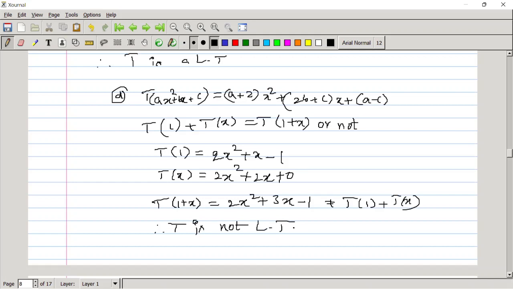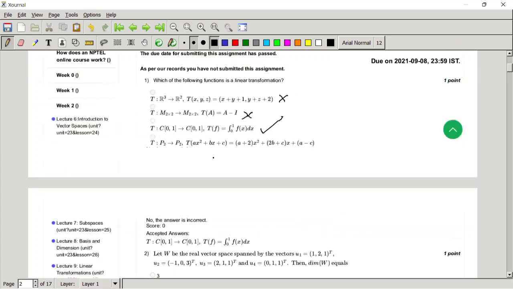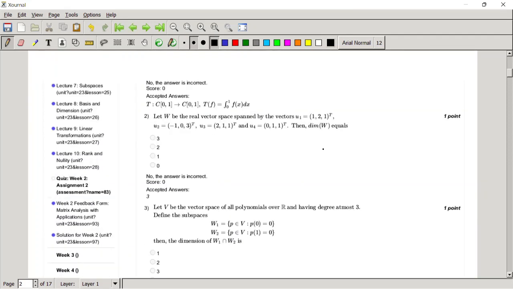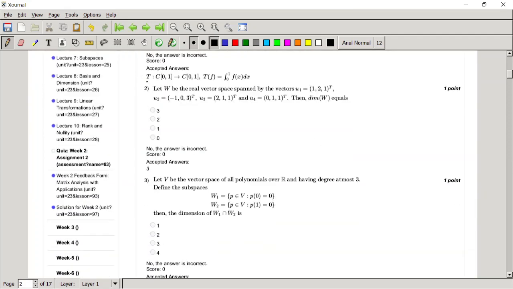So from these calculations we can say the T given in option C, from C of 0,1 to C of 0,1, such that T of f equals integration 0 to 1 of f of x dx, is the only linear transformation among these options. It is given in the option also here, you can see that. Now let me solve the second problem.